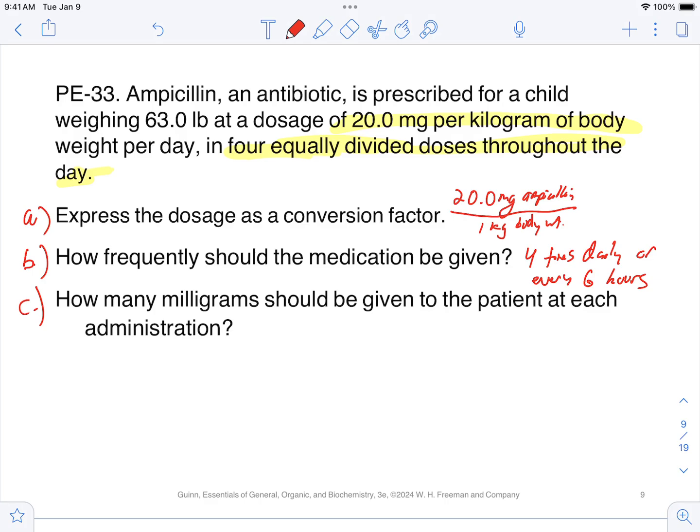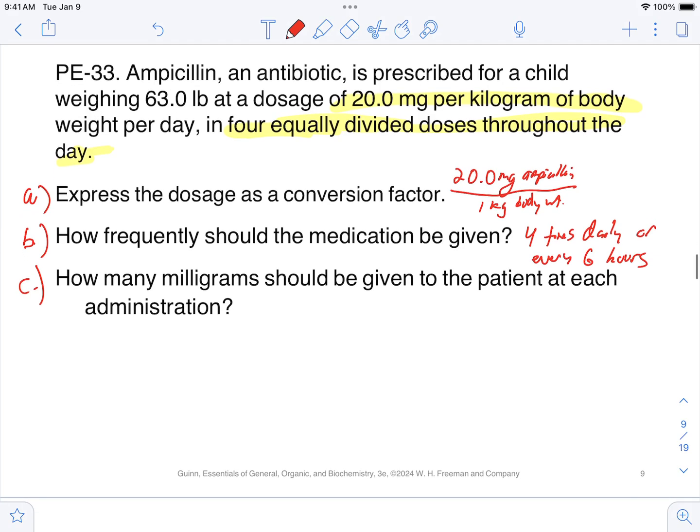And now for the math part of it, how many milligrams should be given to the patient at each administration? So we would write down our given thing. We're going to do dimensional analysis here. So our given thing is we know the child weighs 63.0 pounds. Put that over 1. Now we don't want to work with pounds. We want to work with kilograms. So crisscross units. 1 kilogram, 2.205 pounds. Notice your pounds cancels.